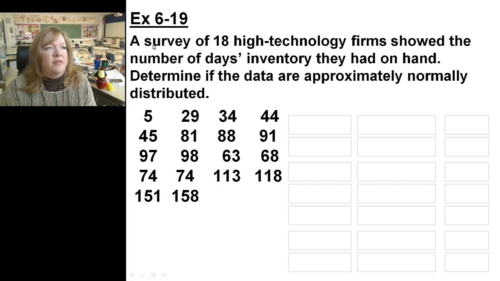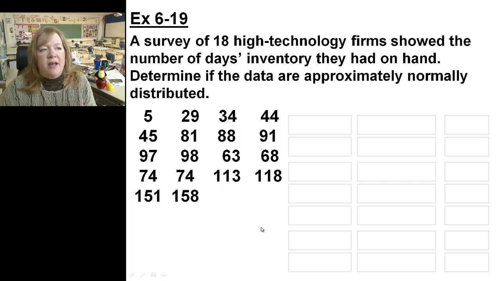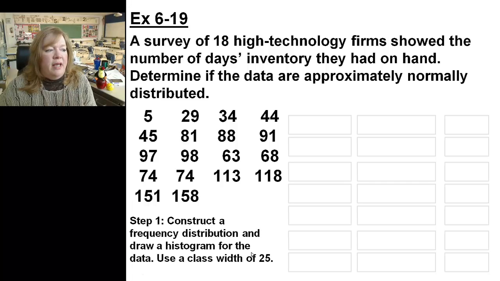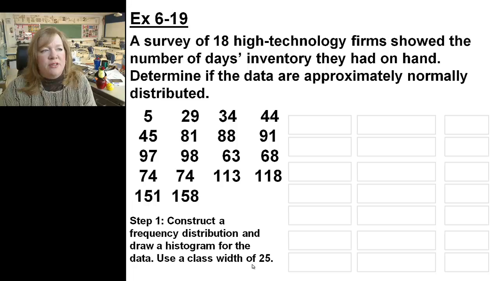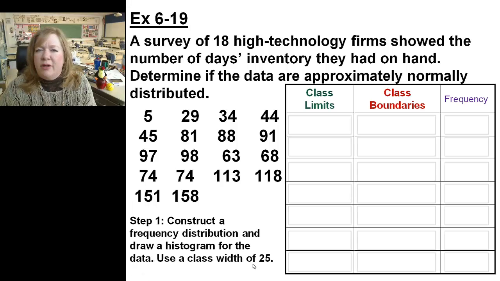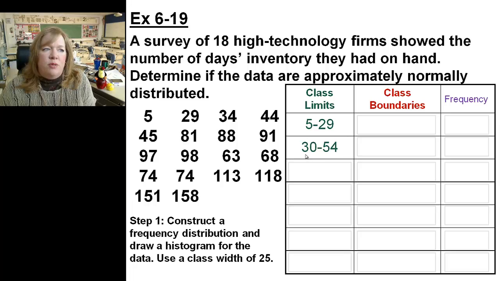Example. You've got 18 high technology firms showing the number of days of inventory. Here's your data. We're going to make our frequency distribution and use a class width of 25. At this point, they'll tell you what it is. You might want to click through these, pause it, and write it down. You start with your lowest one, which I put in order for you: 5 to 29. Remember that when you're doing class width, going across you're 1 less, so 5 plus 24 to get the 29. But when you go down, you add 25 to it. So this would be 30 to 54, 55 to 79, and so on.